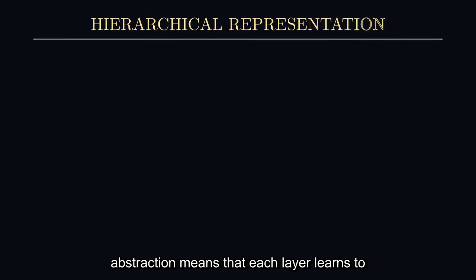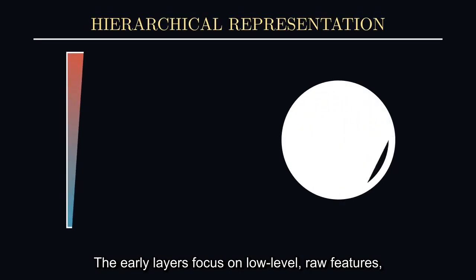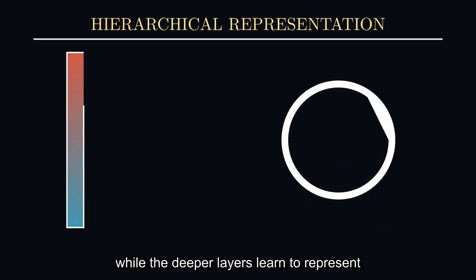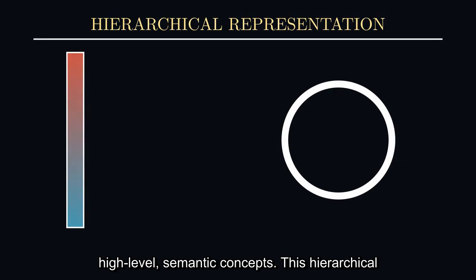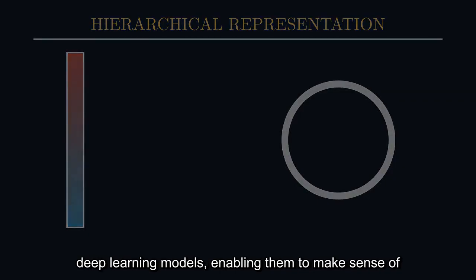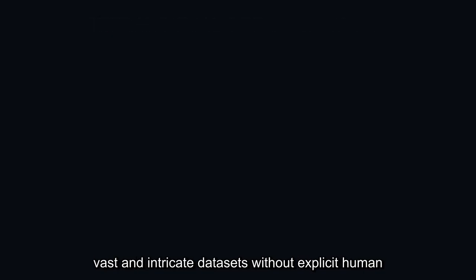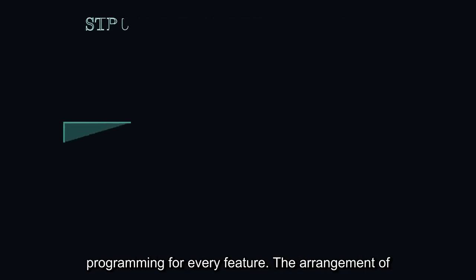This layered abstraction means that each layer learns to represent the data at a different level of detail. The early layers focus on low-level, raw features, while the deeper layers learn to represent high-level, semantic concepts. This hierarchical feature learning is the engine driving the power of deep learning models, enabling them to make sense of vast and intricate datasets without explicit human programming for every feature.